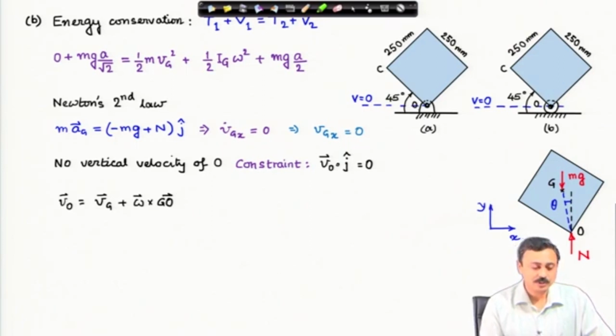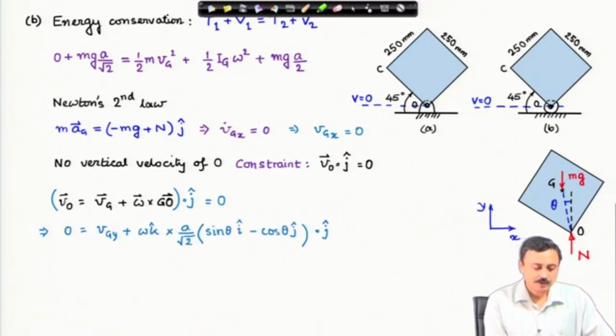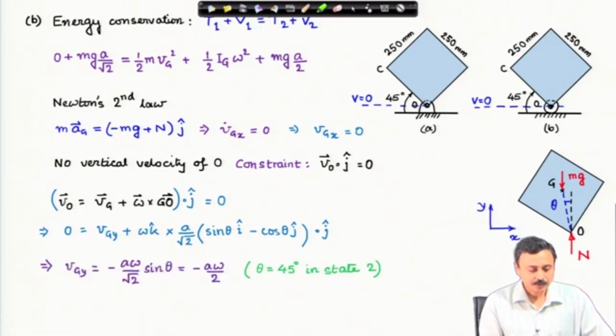Now, velocity of O is velocity of g plus omega cross g O. Both these points are on the same rigid body, so there is no V rel. Therefore, this is the expression of velocity of point O in terms of velocity of the center of mass. Omega is the angular velocity of the body and g O is the vector from the center of mass to the corner. If I take a dot product of this relation with j cap, that is 0, as we have seen, this is the constraint. Therefore, from the right hand side I will get this expression, and therefore V g in the y direction I can find out.